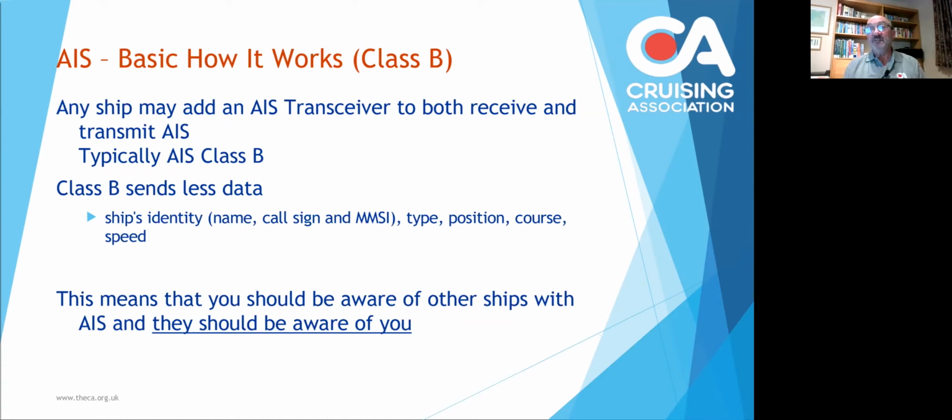So Class B sends the ship's identity, the same things, the name, the call sign, and the MMSI number. The type, so it might say sailing vessel, for example. The position, the lat and long that is. The course over ground, and the speed. So if you're sending that information out and you have both a receiver and a transceiver, it means that you should be aware of other ships by using your receiver, providing those ships have AIS, and they should be aware of you if you are transmitting.